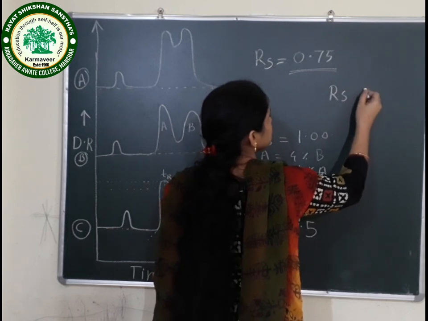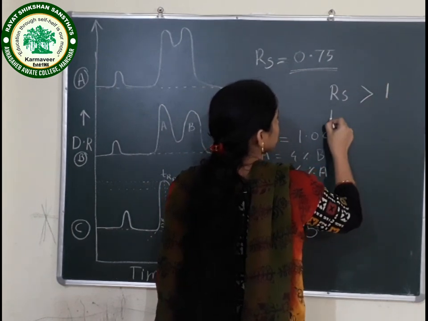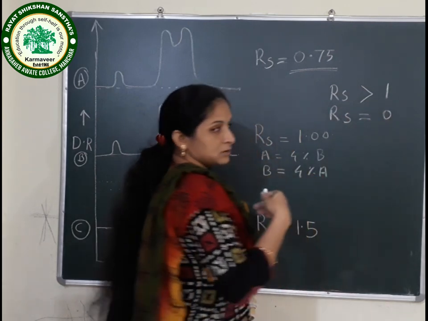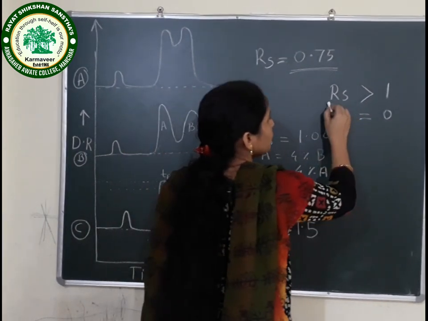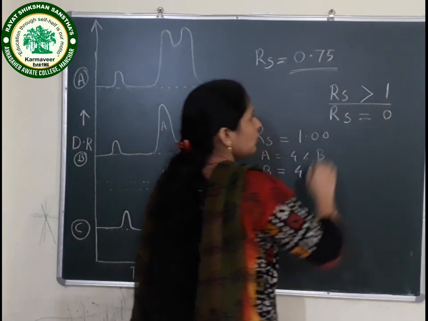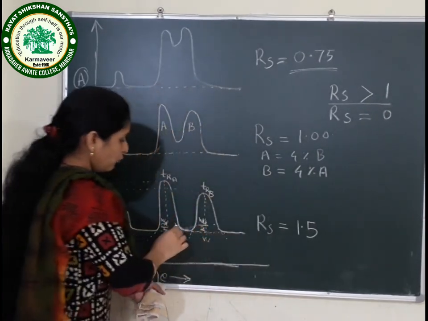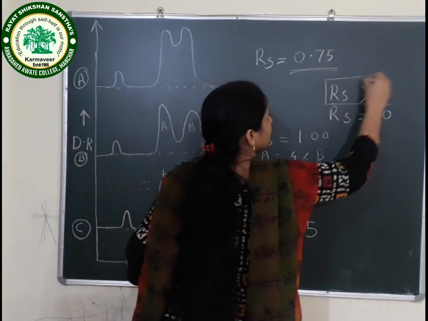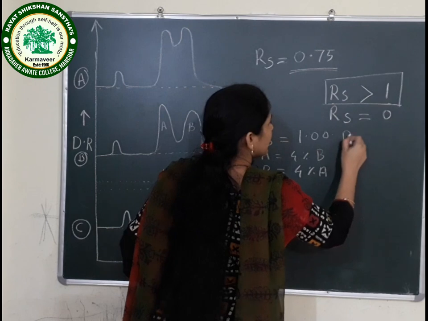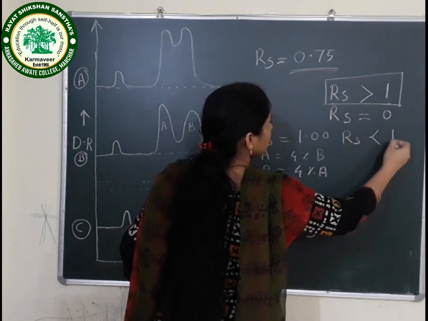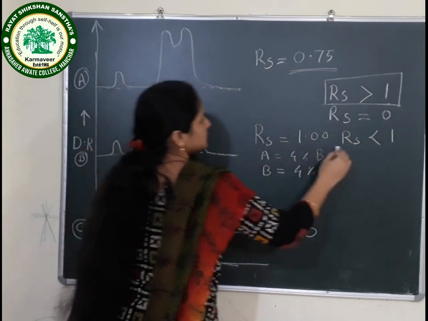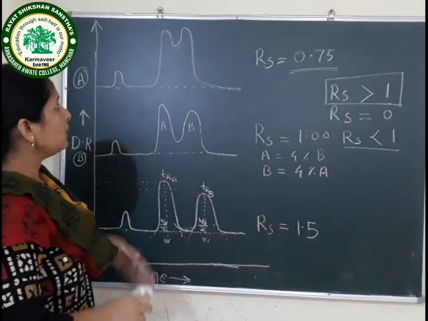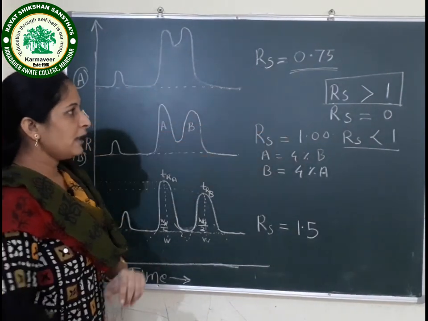If RS is greater than or equal to 1, we get a separated band. But when RS is greater than 1, we get very well separated bands from each other. The total separation will occur at RS greater than 1. If RS is less than 1, we get merged bands. The merged peaks are obtained at RS less than 1.